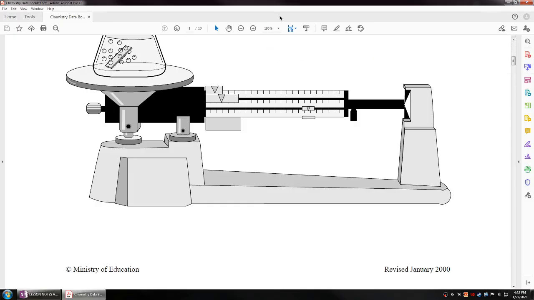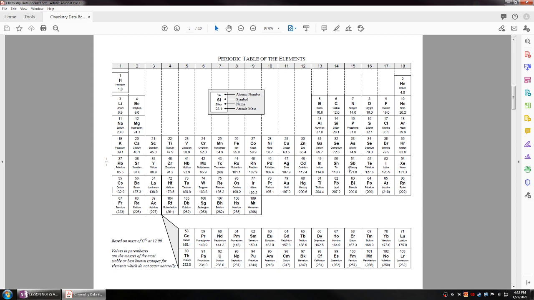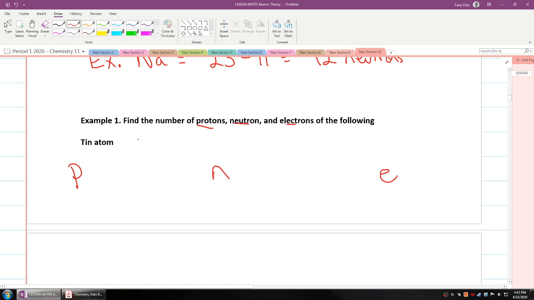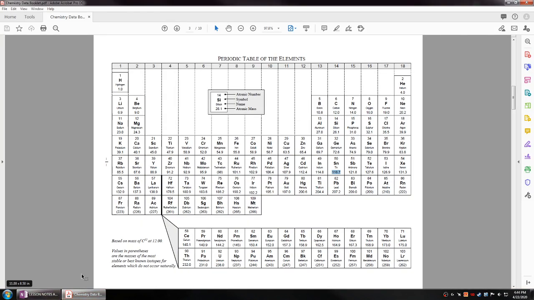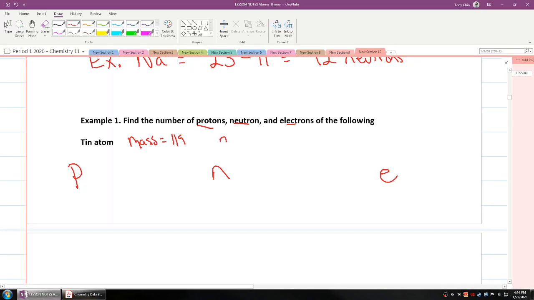If we look at this on our periodic table, we can see that tin, which is right here, has an atomic mass of about 119, so it has a mass of 119, and it has an atomic number of 50. So in this case, it means it has 50 protons. To find the number of electrons for a tin atom, it's the same number: 50 electrons. If you want to be more specific, you can put P plus, N0, and E minus. The number of neutrons is 119, take away 50, that's 69 neutrons.